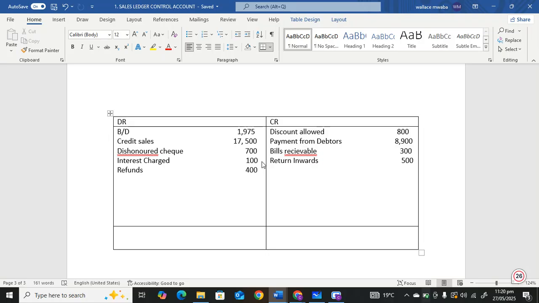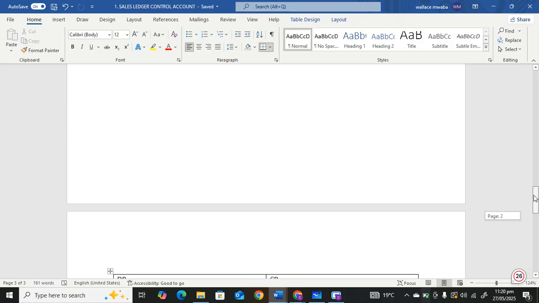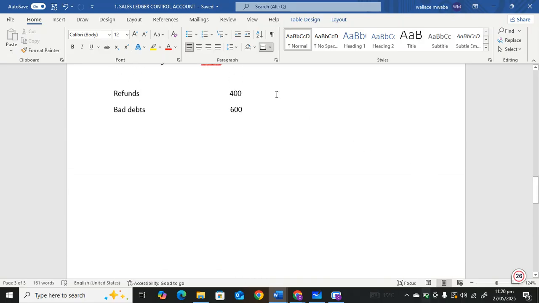But when the auditor comes and is going through, they will notice that. They'll notice that. Yes. Any questions, colleagues, before we go to our final one, which is bad debts?